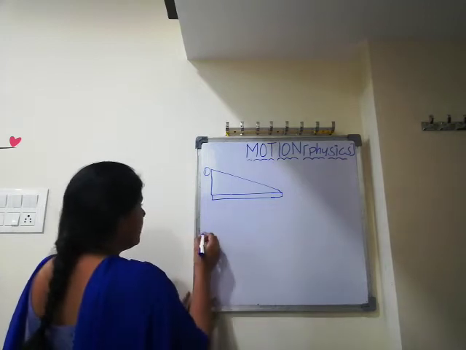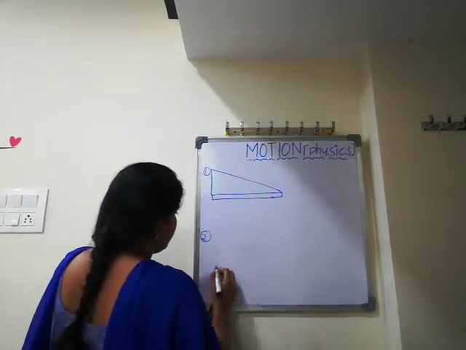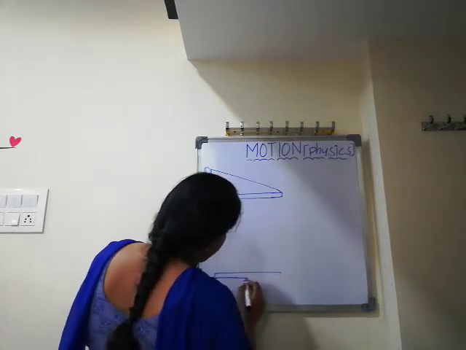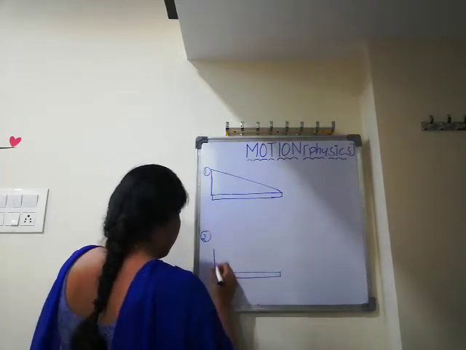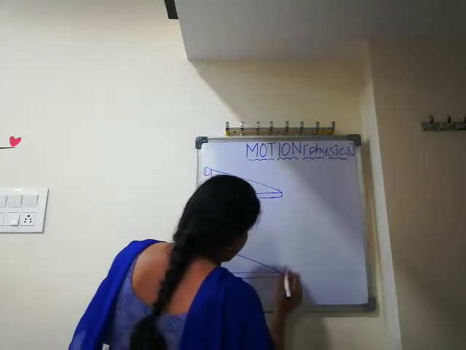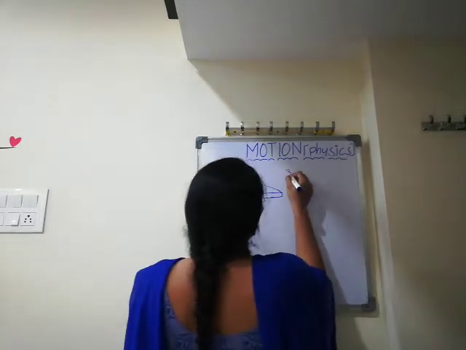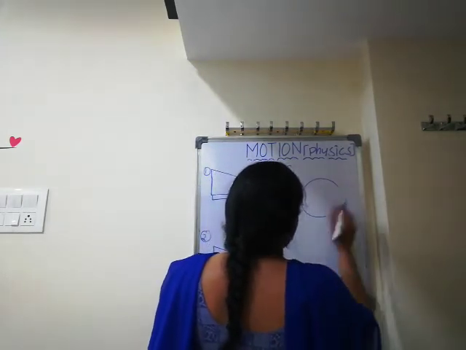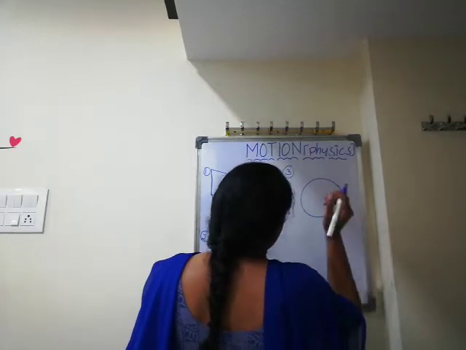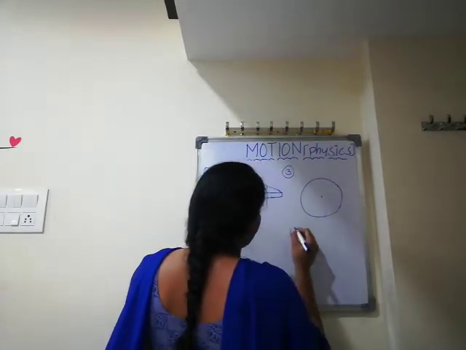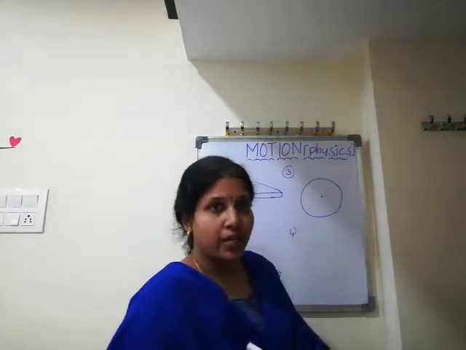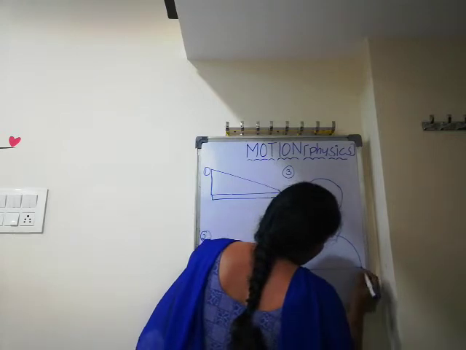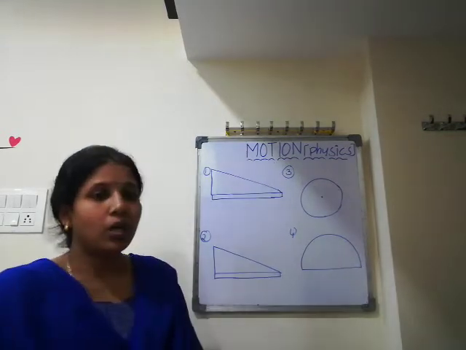This is the first figure, and the second figure is the same inclined plane. The third one is a circular path. The fourth one is an object thrown into the air. When an object is thrown into the air, this is the path of that object. So, there are different paths.